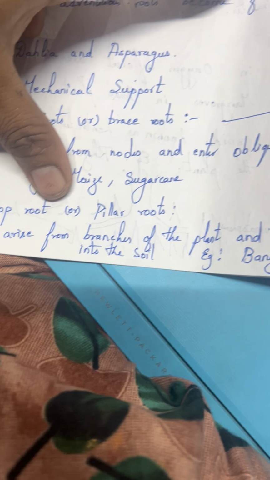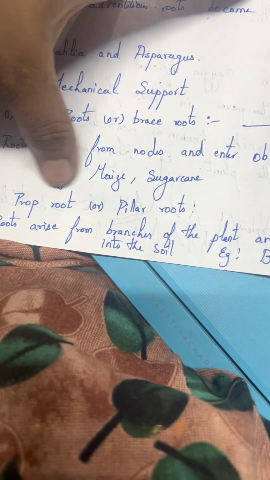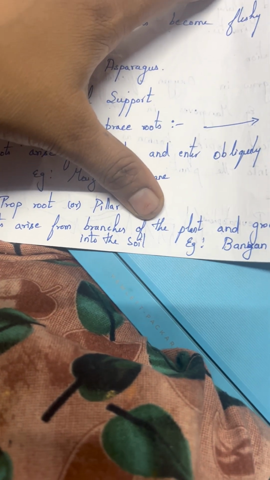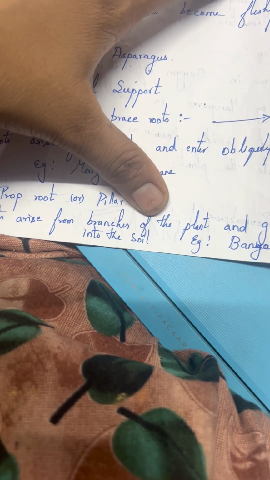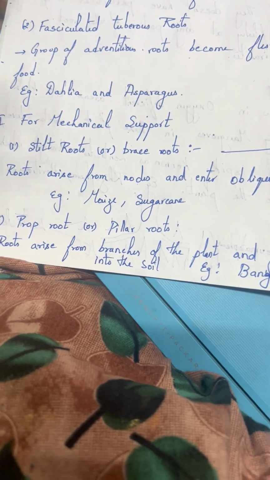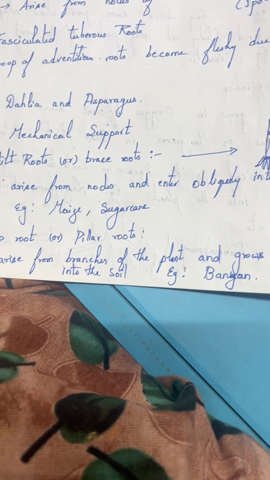Next one is prop roots or pillar roots. Roots arise from branches of the plants and grow downwards into the soil. Example, banyan tree, we know, right? From the branches the roots develop and go into the soil. That is the banyan tree.